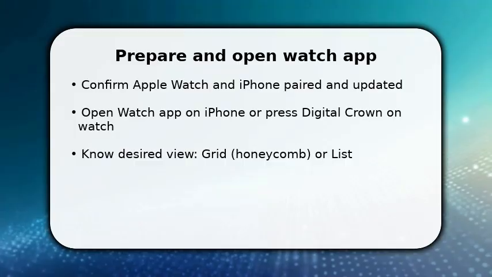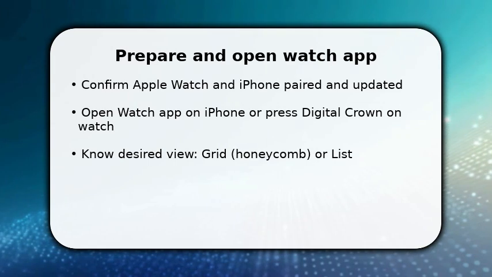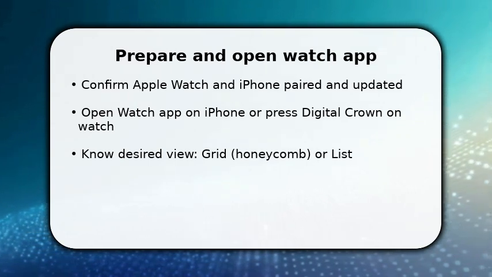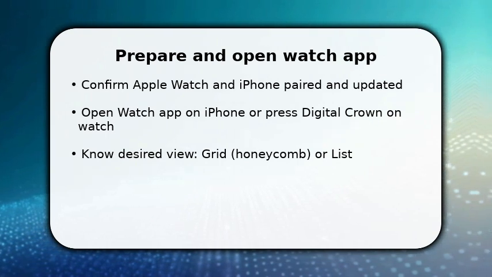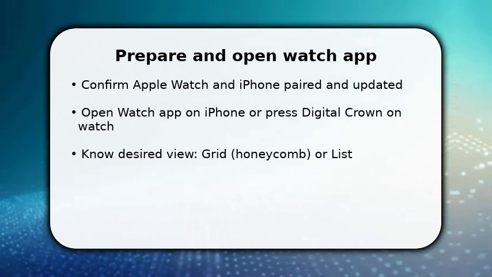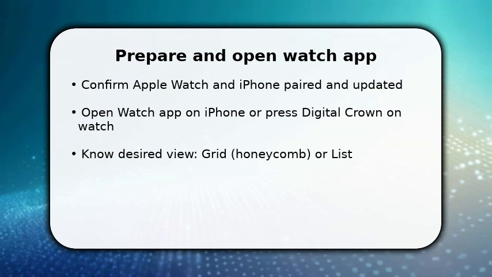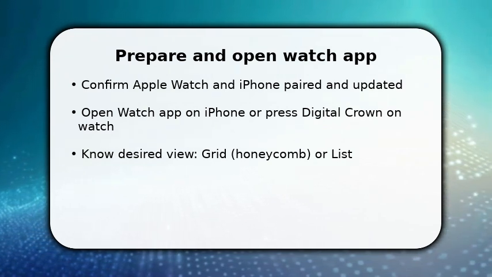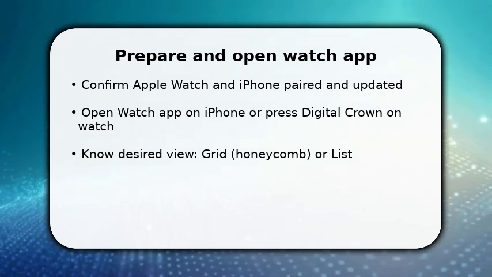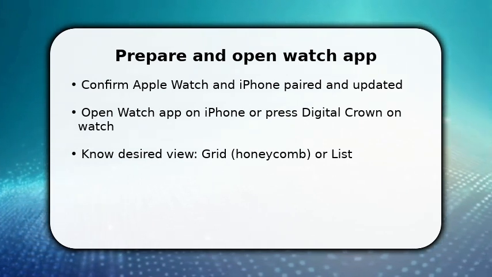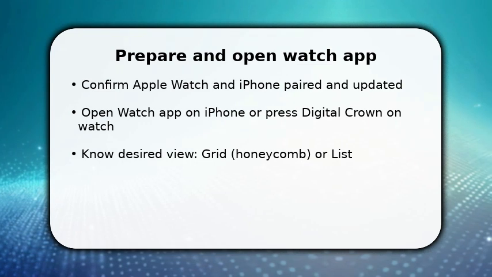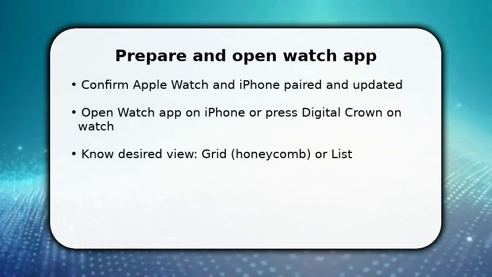You'll start by making sure your devices are paired and updated. This avoids layout glitches. Open the Watch app on your iPhone or press the digital crown on the watch to reach the home screen. Once there, decide whether you want the grid honeycomb or list view. Grid shows app icons visually, list presents alphabetical names. Make this choice now so the next steps apply correctly to the view you prefer.